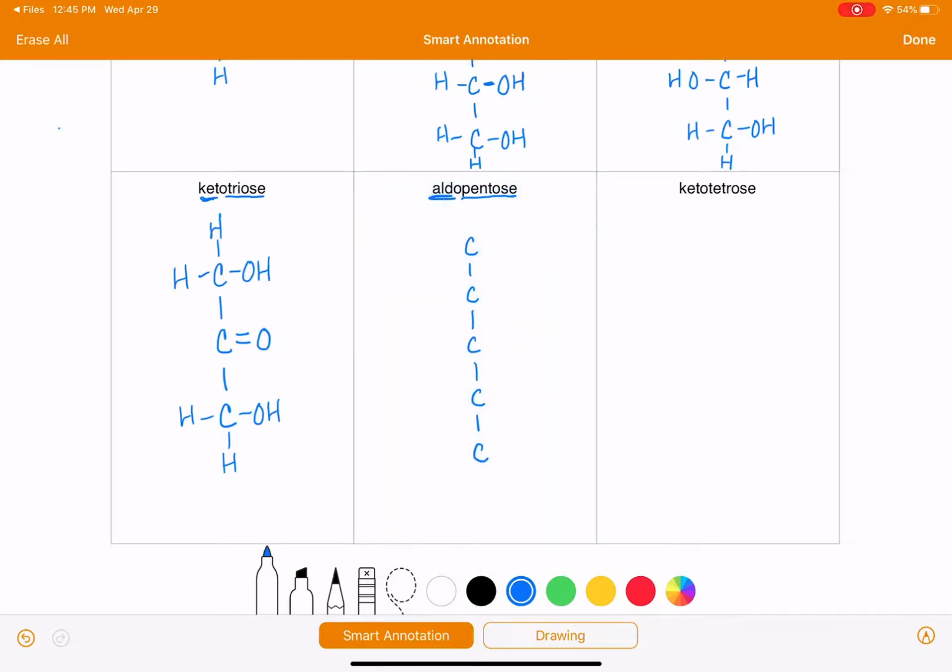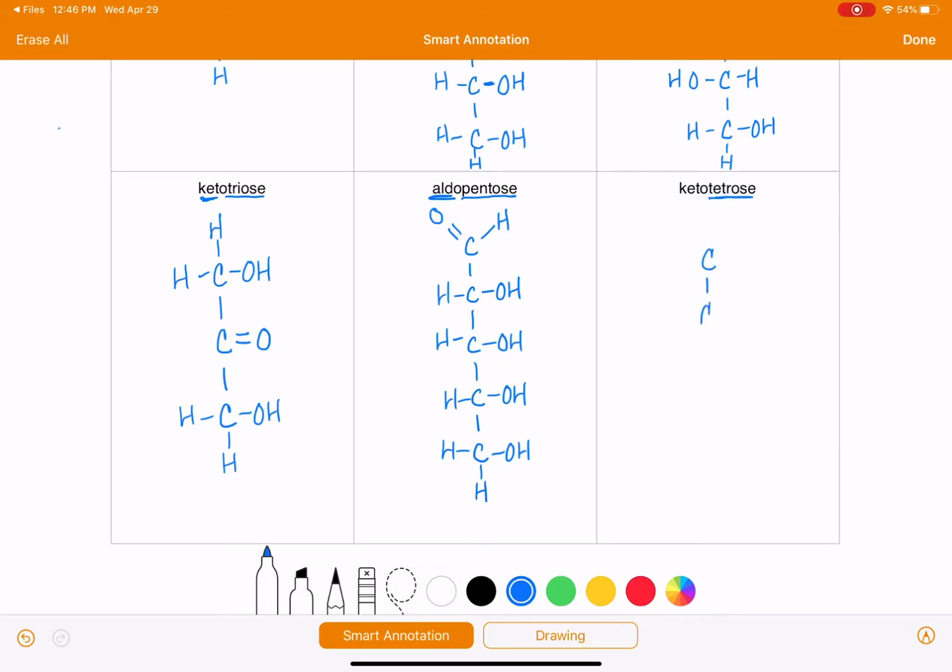Aldo means that the carbon-oxygen double bond is on carbon number 1. When I draw my carbon-oxygen double bond on carbon number 1, I always draw it leaning to the right-hand side, but you don't have to draw it that way. It could also lean to the left. So you could see it either leaning to the left or leaning to the right. Now we need to put OHs on the rest of our carbons. And then we need to go back and add hydrogens to each carbon to make sure that each carbon has 4 bonds.